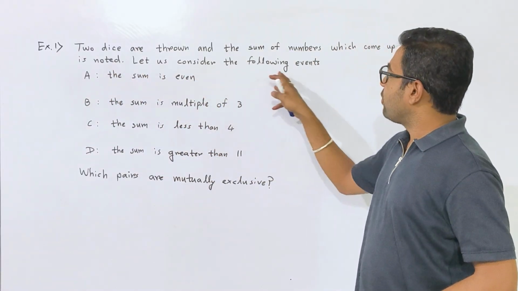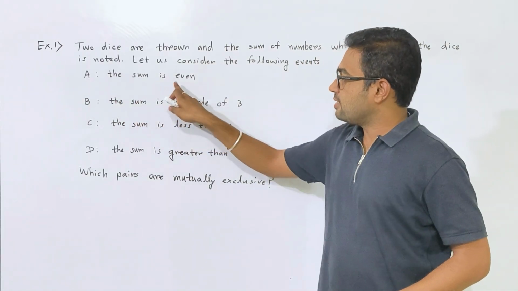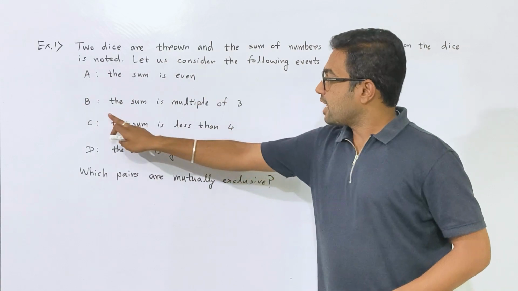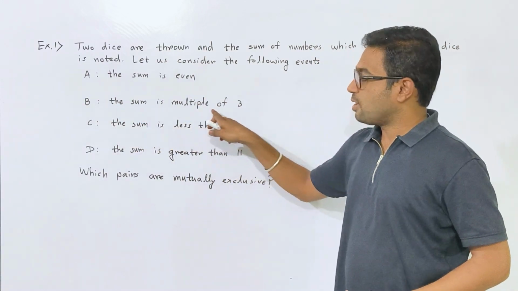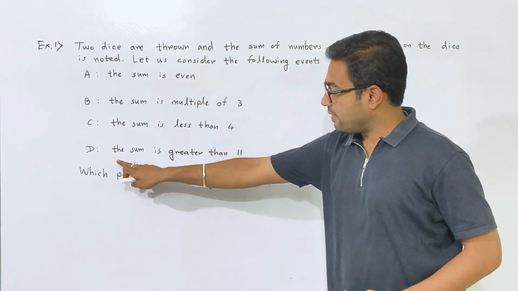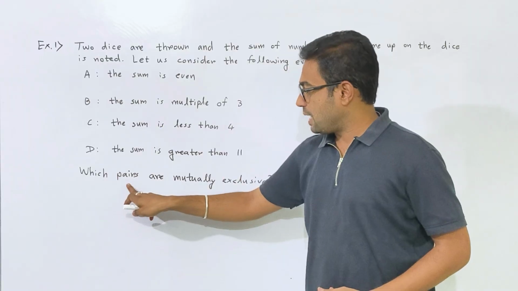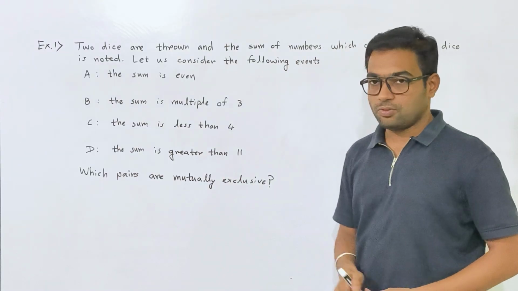Let us consider the following events. Event A is the sum is even. Event B is the sum is a multiple of 3. Event C is the sum is less than 4 and event D is the sum is greater than 11. So the question is, which pairs are mutually exclusive?